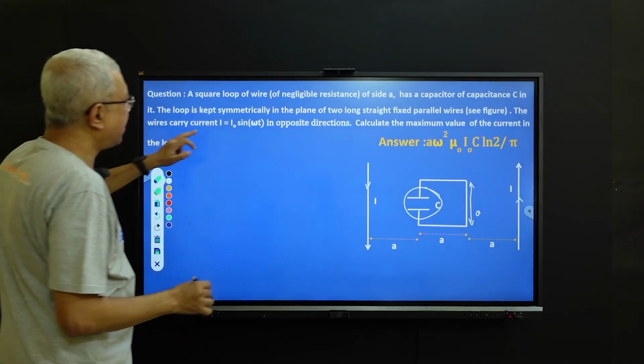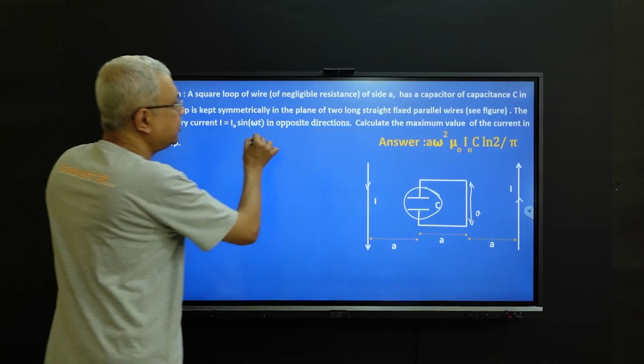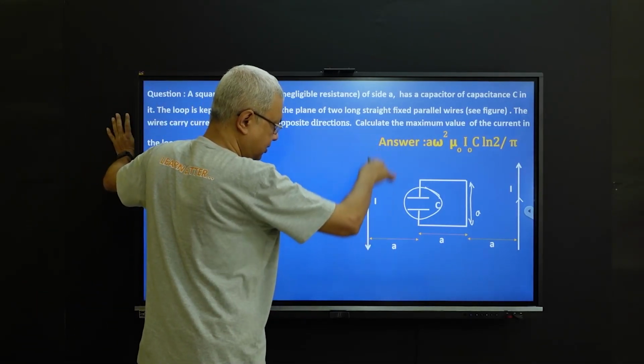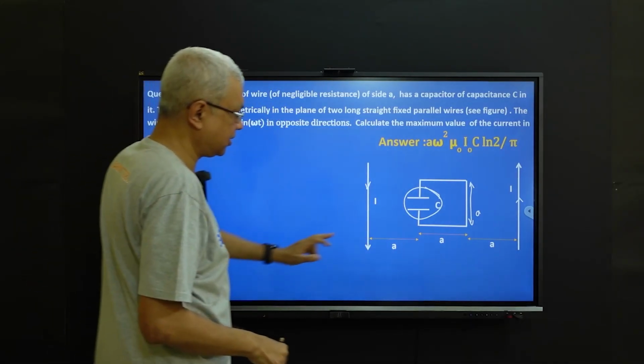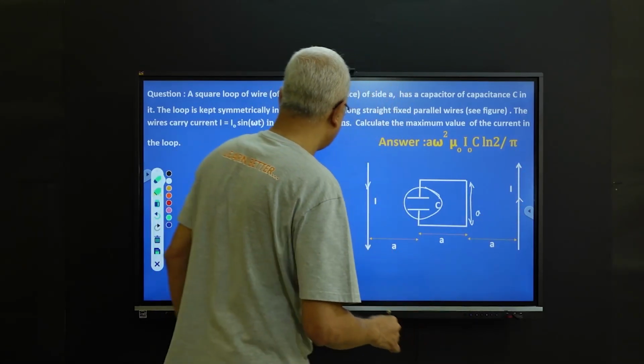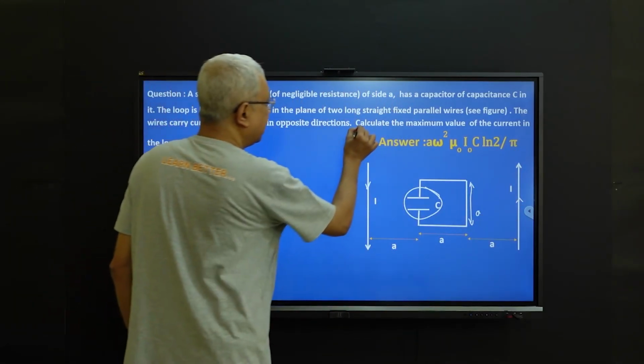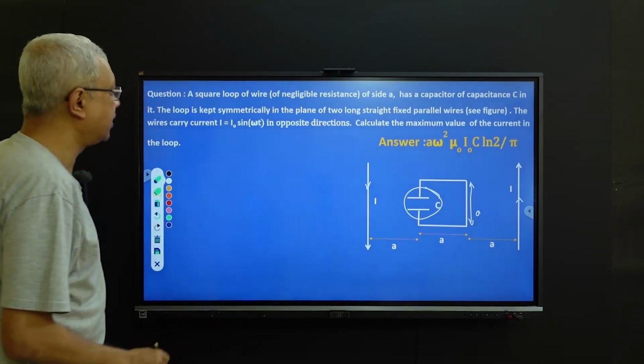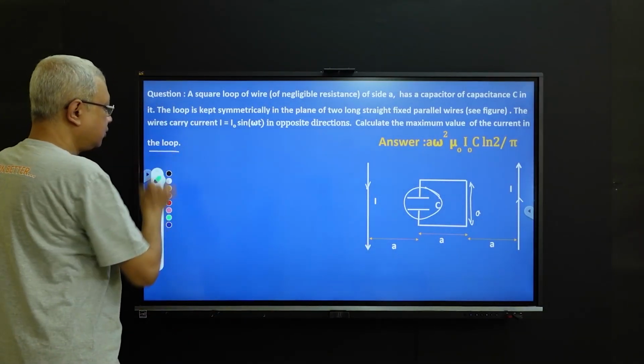The wires carry current I equal to I naught sin omega t in opposite directions. The current in this wire is in the downward direction. The current in this wire is in the upward direction. Calculate the maximum value of the current in the loop. So that is the question.